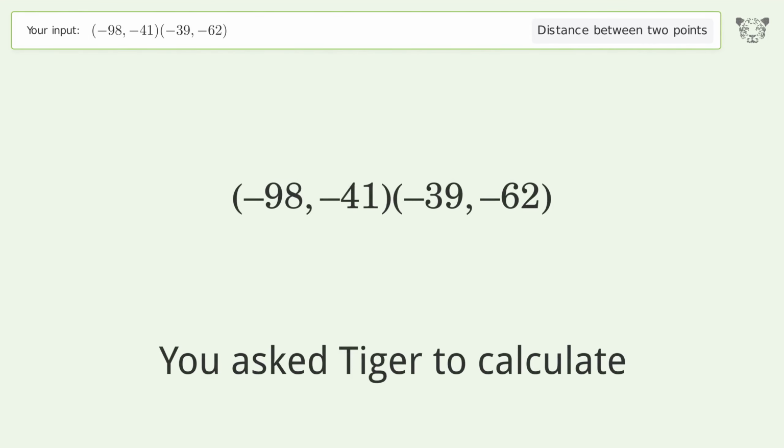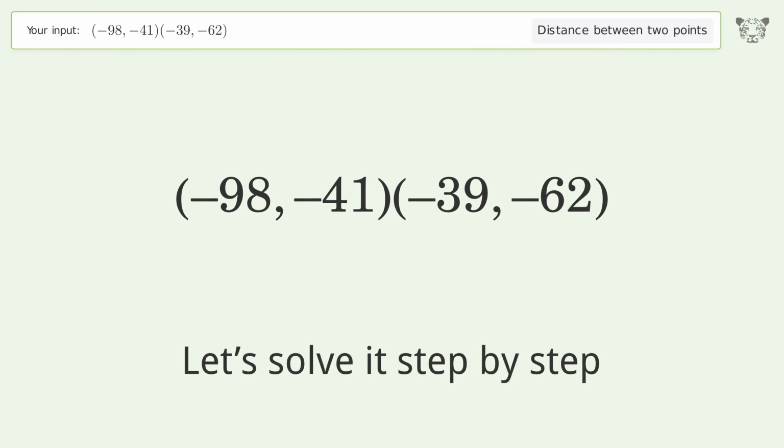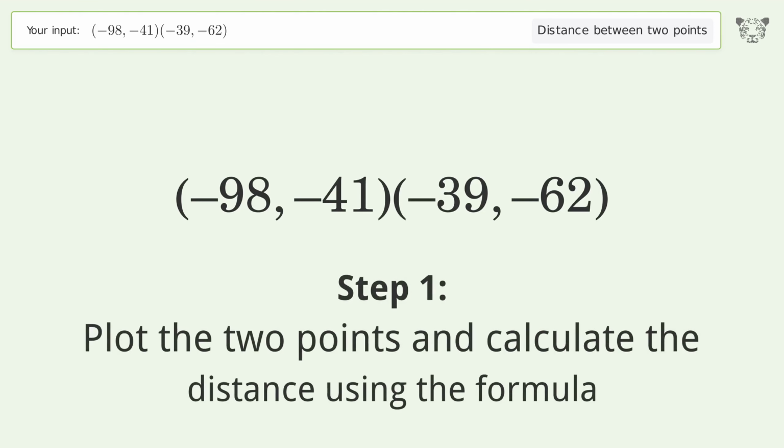You ask Tiger to calculate the distance between 2 points. The distance between the 2 points is the square root of 3,922, or 62.626. Let's solve it step by step. Plot the 2 points and calculate the distance using the formula.